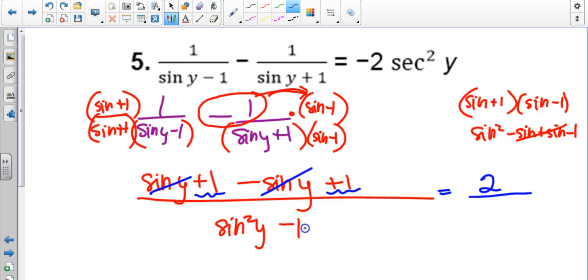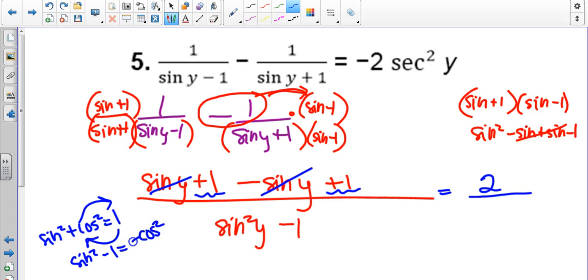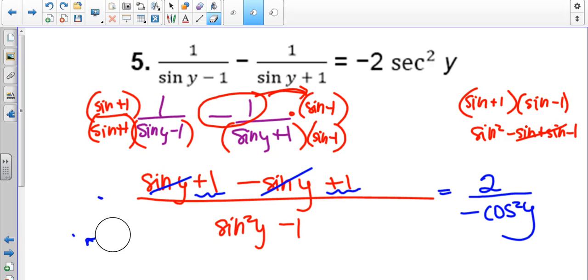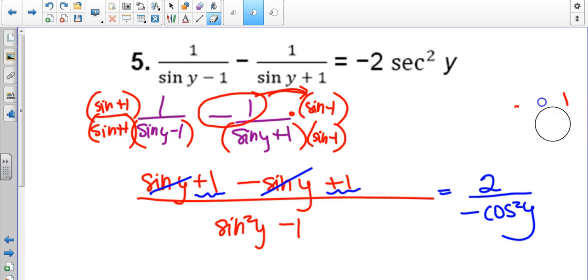Okay, sine squared minus 1. If sine squared plus cosine squared equals 1, if I subtract this way and subtract that way, I'll have sine squared minus 1 equals what? And you don't have to show all that over there. You can not show that, and you can not show this, and I'm going to assume you knew what you were doing. It's a big assumption, but okay.